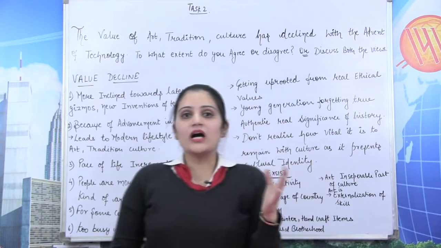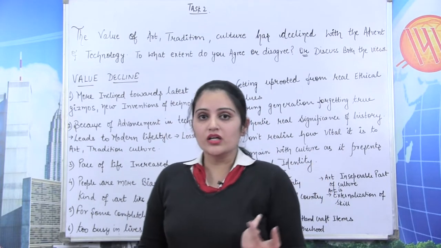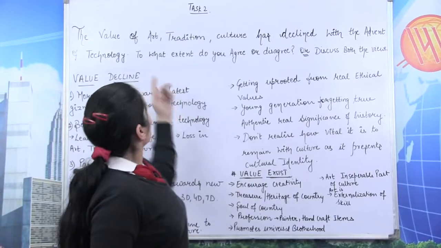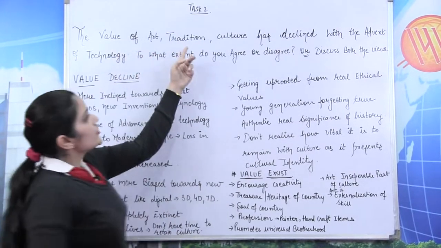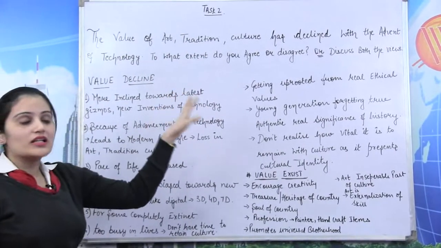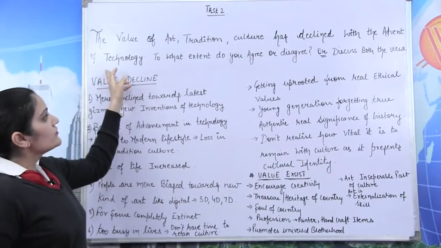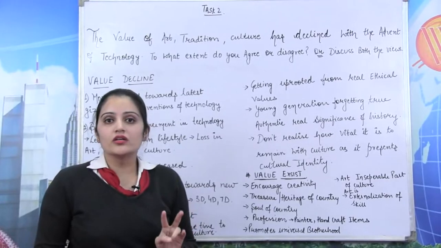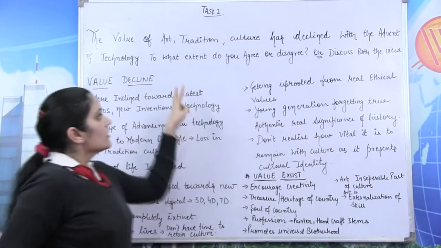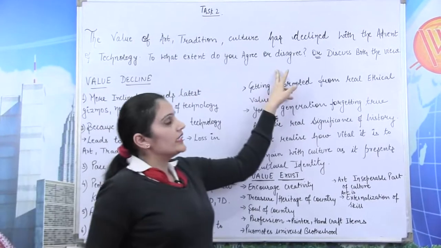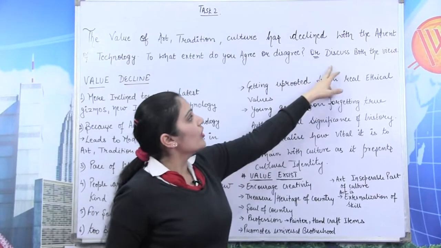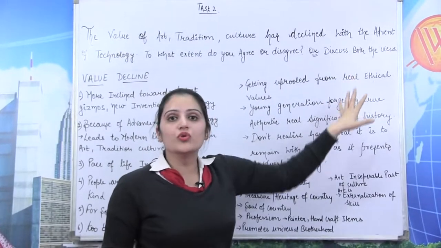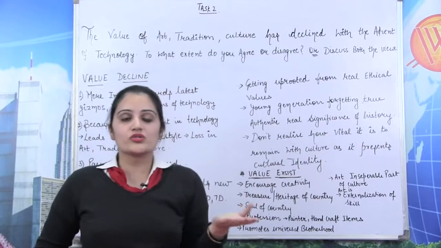From the theme art, tradition and culture, I have taken one question: the value of art, tradition, culture has declined with the advent of technology. Two task responses can go with this question: to what extent do you agree or disagree with the statement, or discuss both the views. Either of the questions can come.